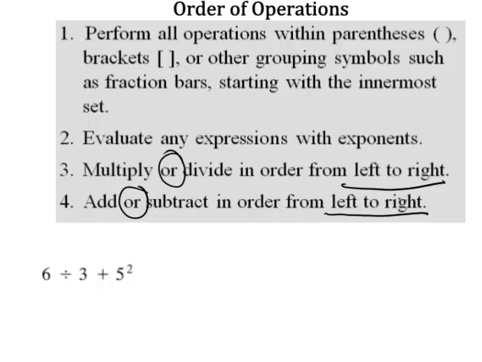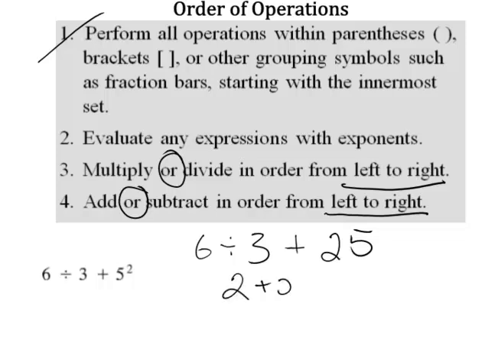So I notice my first problem here, I do not have parentheses, so I don't need to worry about number 1, but I do have an exponent. So my first step is going to say, okay, well, this is 6 divided by 3 plus 5 squared, which would be 25. Now I do have some division, so 6 divided by 3 is 2, plus 25, and I finally add those numbers together and we come up with 27.